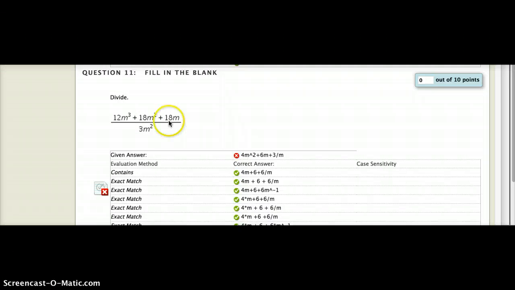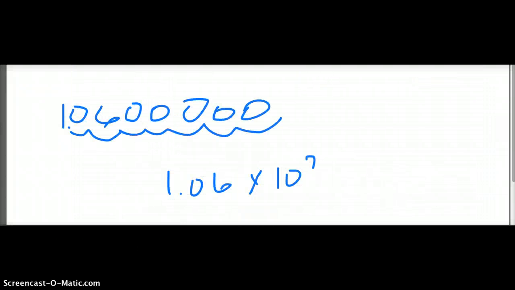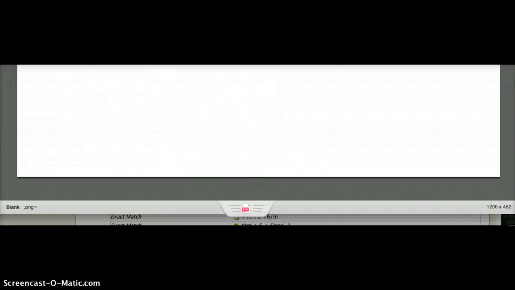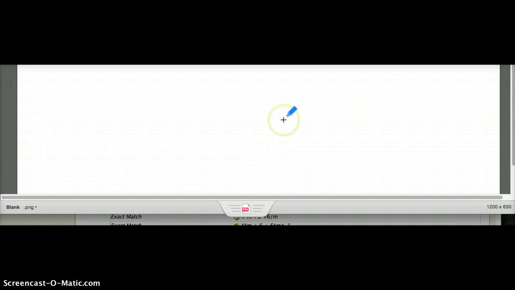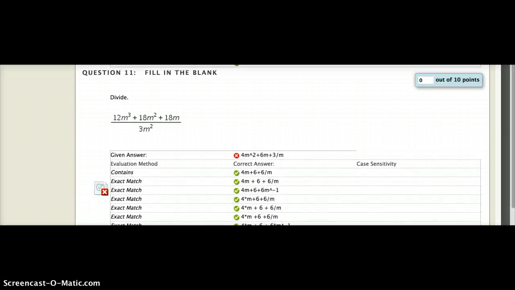The next question we'll look at is question 11 here. So 12m cubed plus 18m squared plus 18m, divided by 3m squared. So the way we're going to do that is, we have 12m cubed plus 18m squared plus 18m divided by 3m squared.